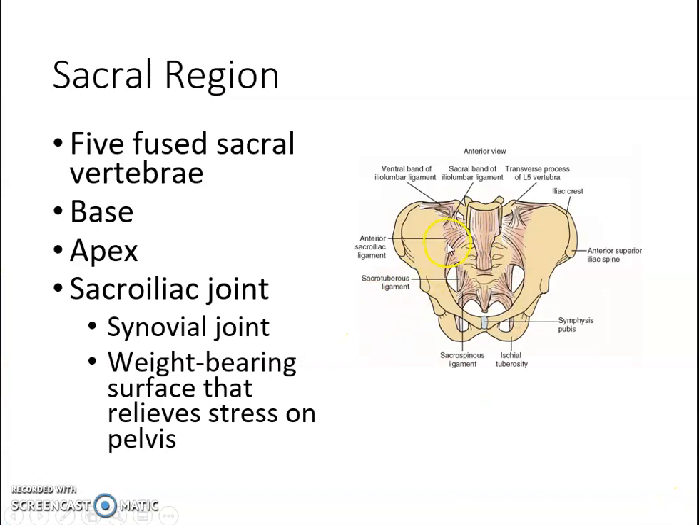At the sacral region, we have 5 fused sacral vertebrae and 4 coccygeal vertebrae. The sacrum is a triangular shaped bony structure with a superior base and a pointed apex, which points directly inferiorly. The sacrum makes a joint with the ilium, and that joint is called the sacroiliac joint. It is a synovial joint, and there are many ligaments that hold this joint together. The basic function is to disperse the compressive forces.